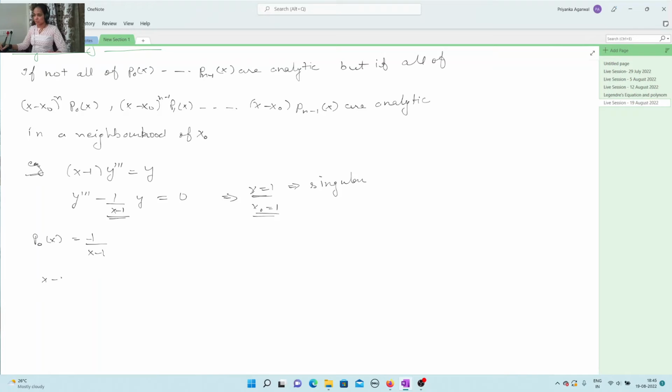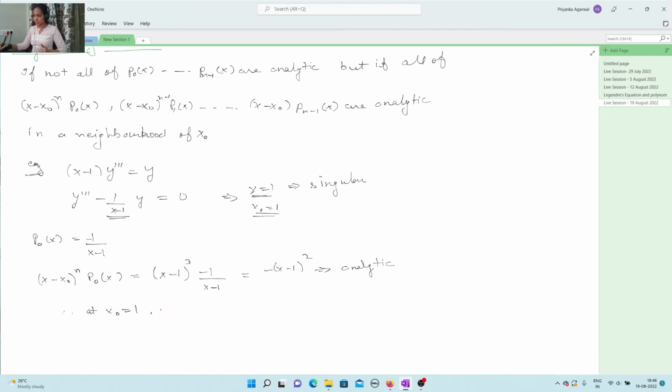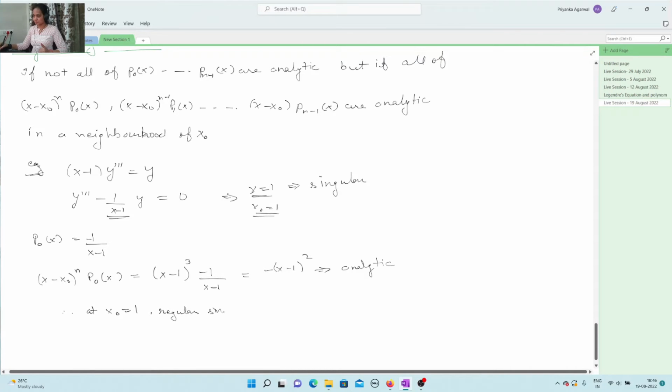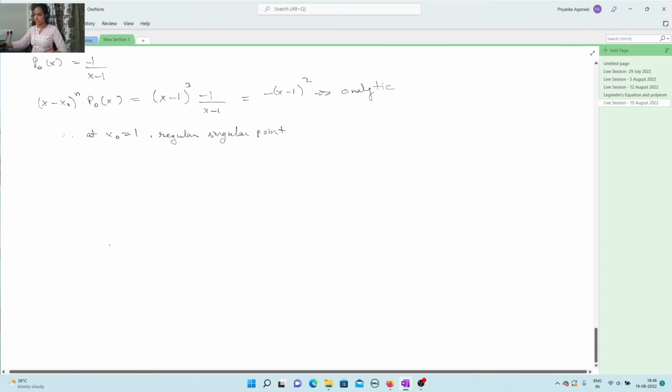So (x minus x0) to the power n times P0(x) will be (x minus 1) to the power n. Here n will be 3 because it's a third order equation. P0 is minus 1 over (x minus 1), so this will be minus (x minus 1) whole square. And in the entire domain, this is going to be analytic, right? Therefore, we can say that at x equals x0 equals 1, it is a regular singular point. Let's see another example for more clarity.